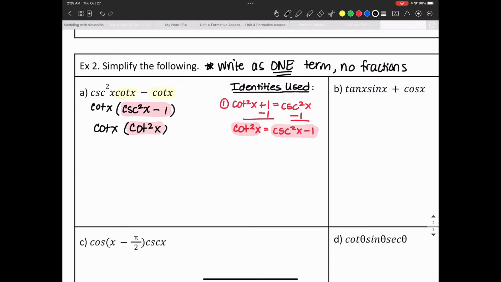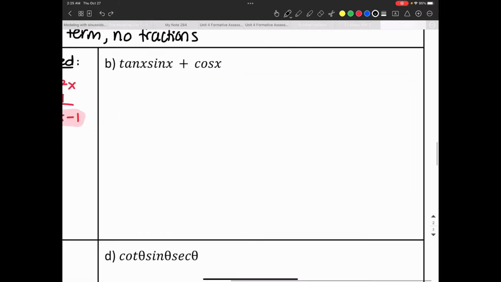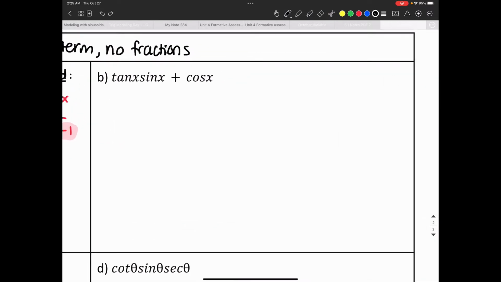The goal is to get down to one term. So now I can combine these things. They're like terms, or well, that's not really how I'd say that. So I would have cotangent cubed of x, and this would be my one term that I got everything down to. So I went from this, I simplified. Let's try another. So B, I have tangent of x times sine of x plus cosine of x.